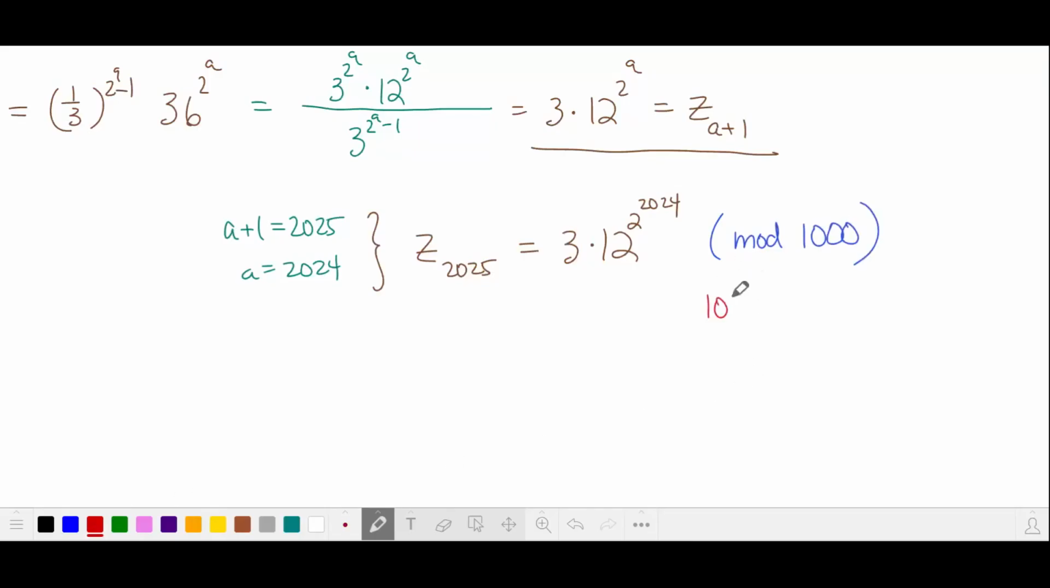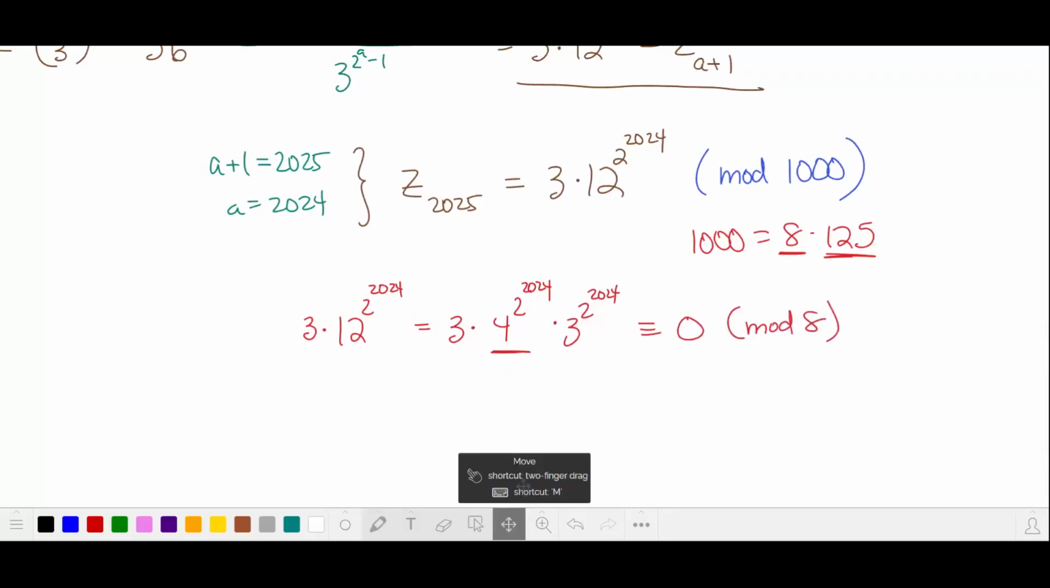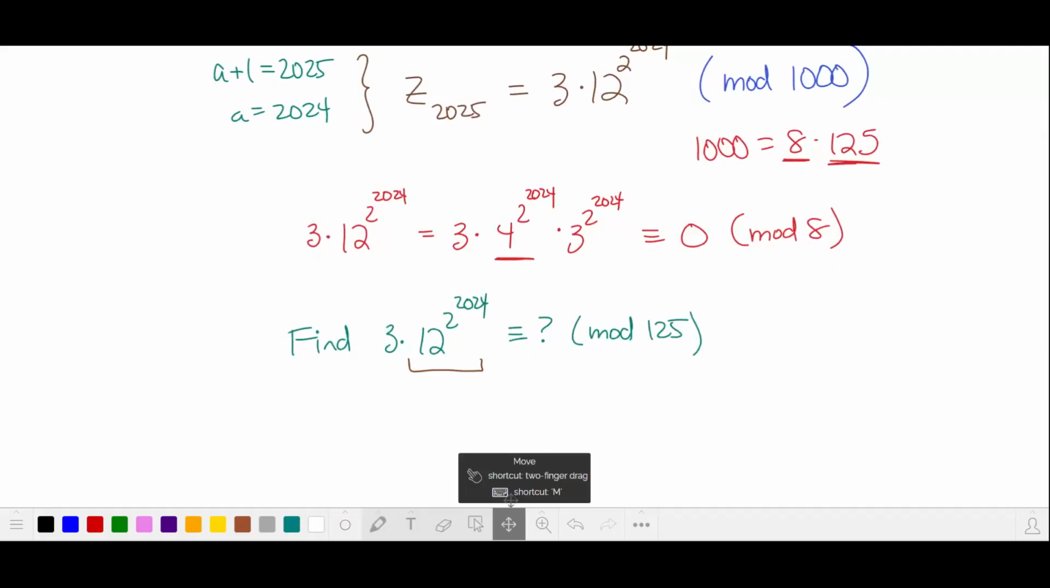First by noting that 1000 is 8 times 125, so we'll find the mod 8 and the mod 125 residuals separately. First for 8, 12 is 4 times 3. We have enough 2's in this prime factorization so that this number is going to be a multiple of 8. And now we'll do mod 125. The second factor is the trickiest, so we'll start with this.